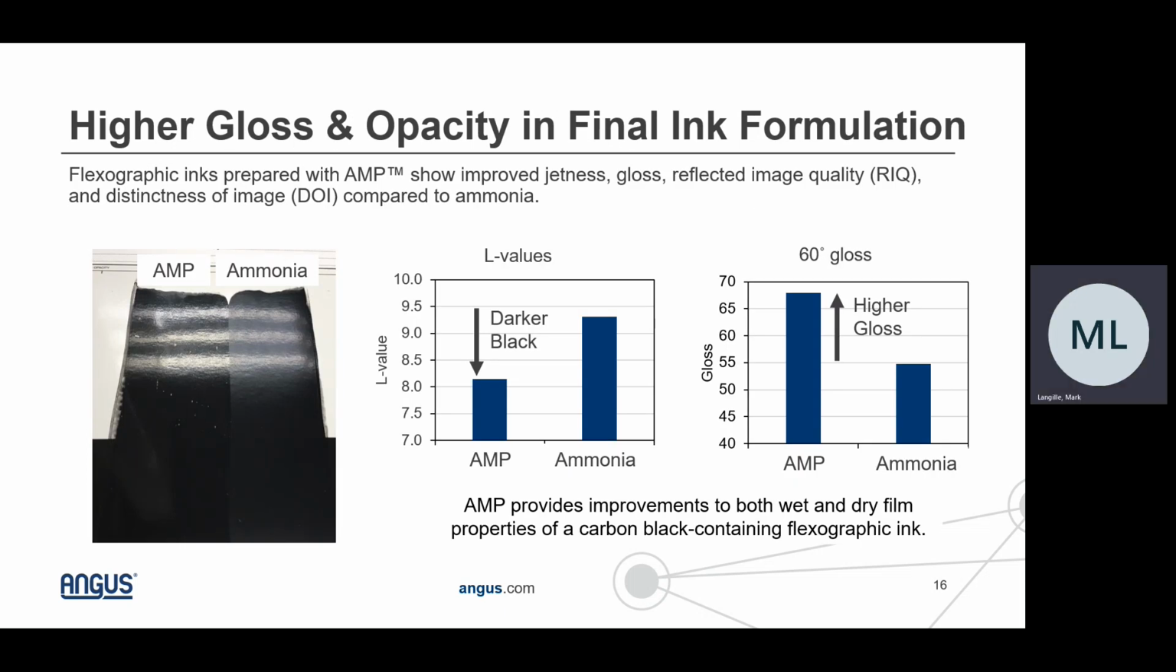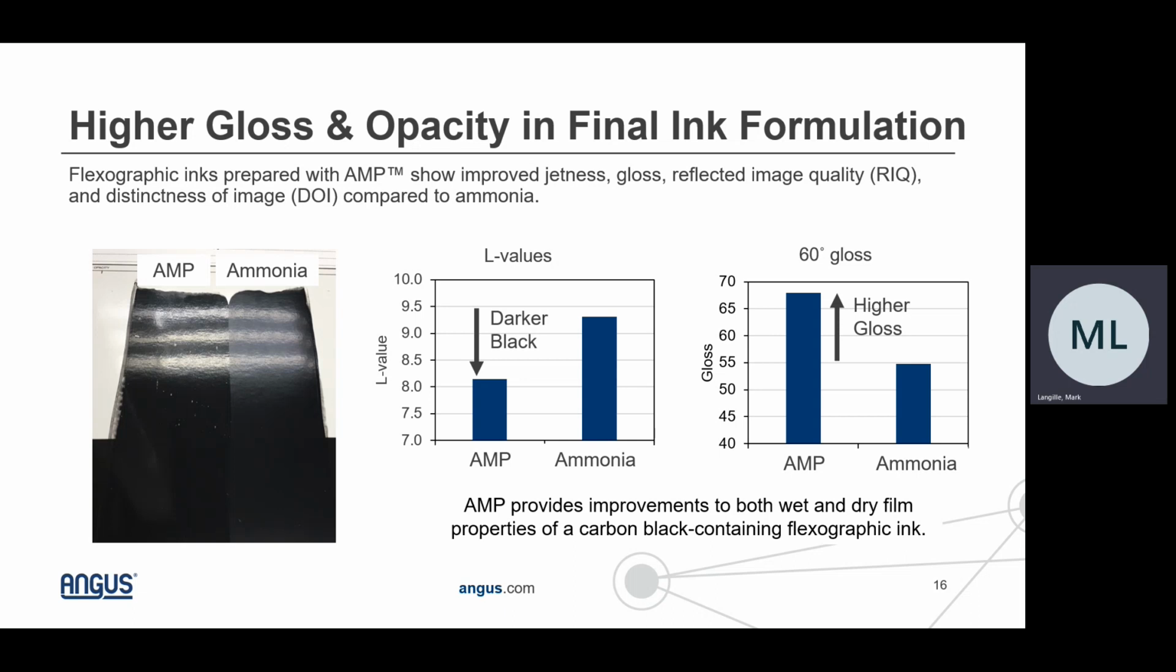As previously mentioned, it's important that you achieve a balance of both your wet and your dry film properties. When we screened a few of the critical properties of the finished ink, we found that AMP created a darker black. So in other words, improved jetness, and also higher gloss. Both of these properties are an indicator for an improvement in dispersion of the carbon black within the ink.